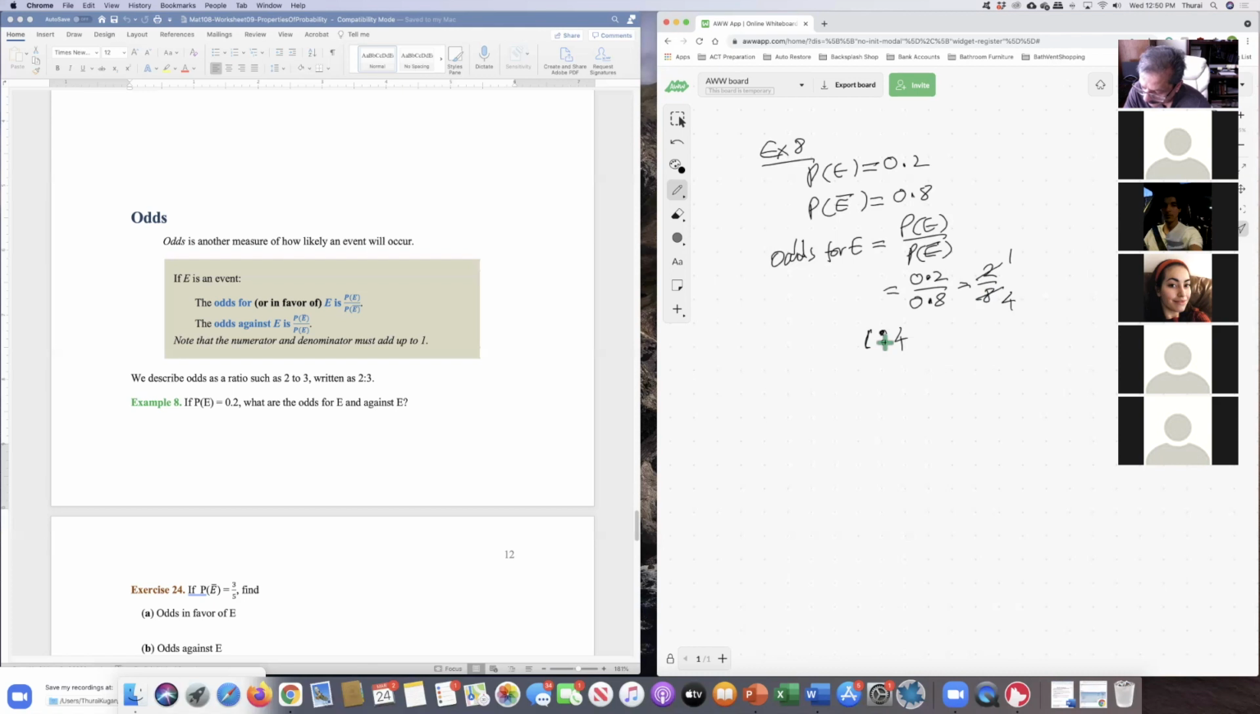1:4, with a colon. If you enter 2 to 8 as your answer, that'll be wrong. WebDesign will mark it wrong. You have to reduce it and then present the answer. So 1:4 is the odds for. The problem is also asking for odds against. And where would that be?